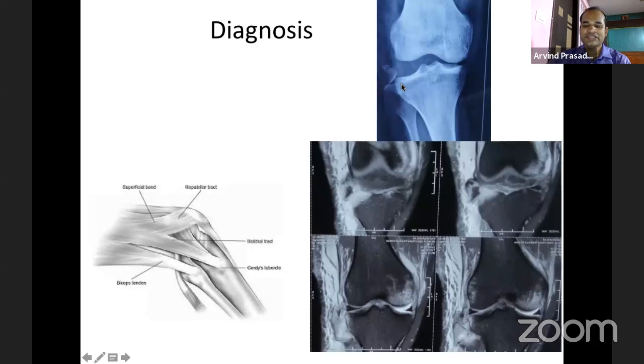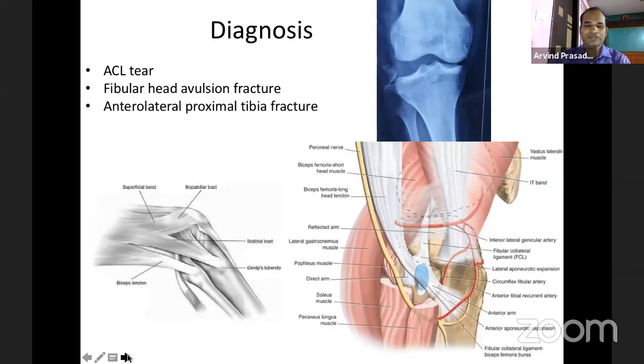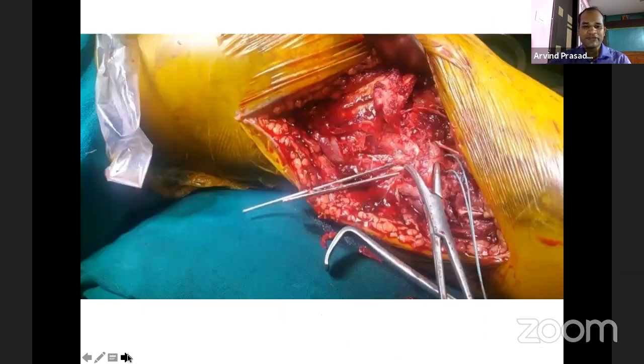So what is the structure which is attached there? That is the Gerdy's tubercle part. This is the Gerdy's tubercle, the anterolateral part of the tibia, where the IT band gets attached. Over the fibular head, the biceps tendon and the lateral collateral ligament get attached. So this is the complete diagnosis: ACL tear with fibular head avulsion with anterolateral proximal tibial fracture. And such type of injury should be treated acutely, within 1 to 3 weeks.